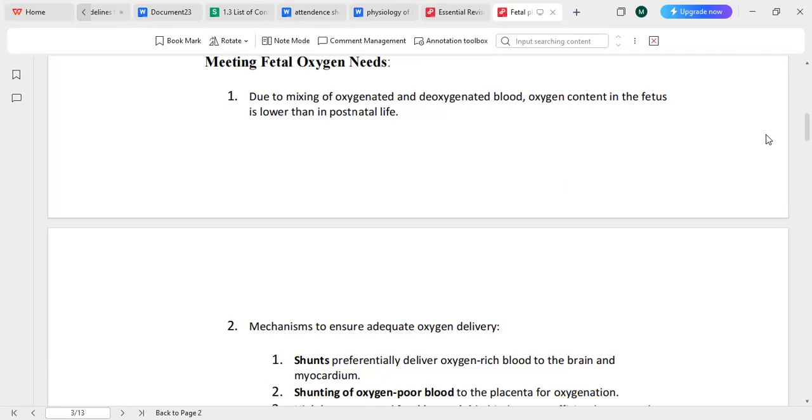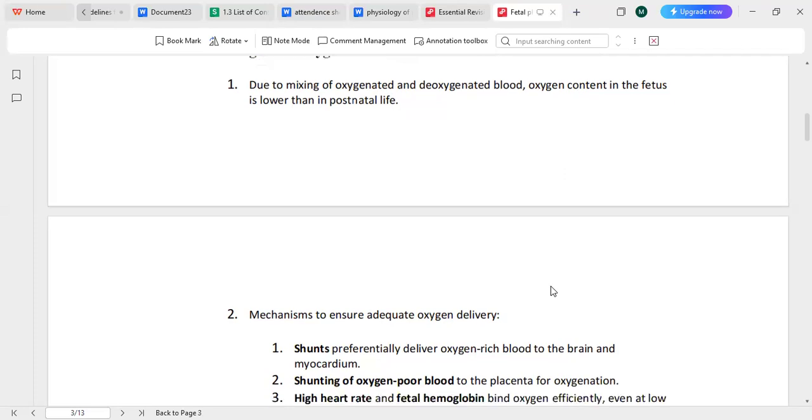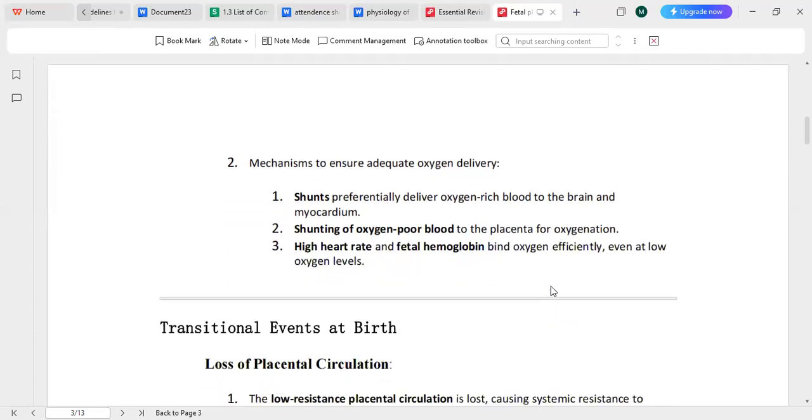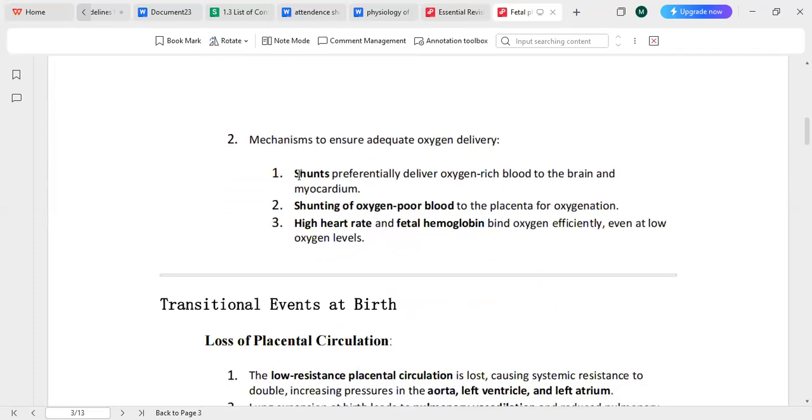Oxygen content in the fetus is lower than in postnatal life, or you can say after birth. Oxygen is lower in the fetus. So how do we ensure adequate oxygen delivery? There are shunts that preferentially deliver oxygen-rich blood to the brain and myocardium. Okay, you can see the purpose.